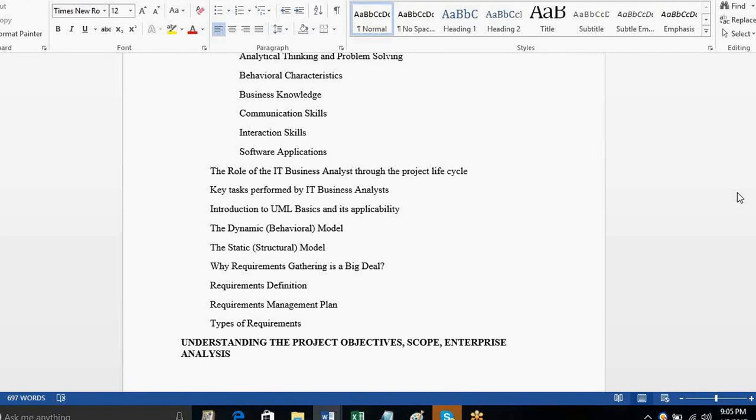Then you become a lead business analyst. We'll talk about that role as well in a little bit. And then from being a lead business analyst, you go into the solutions architect position.